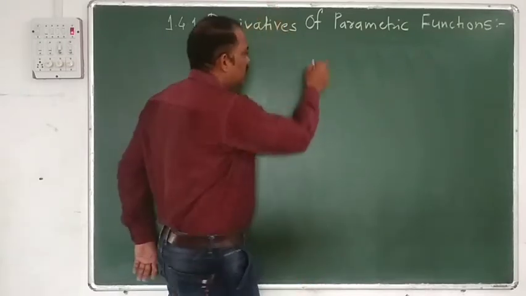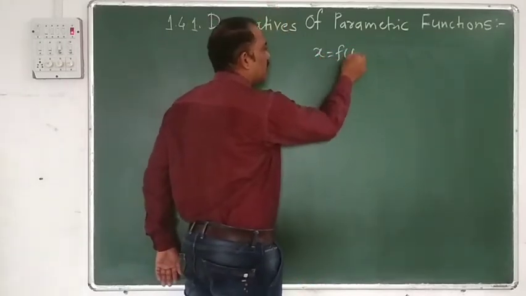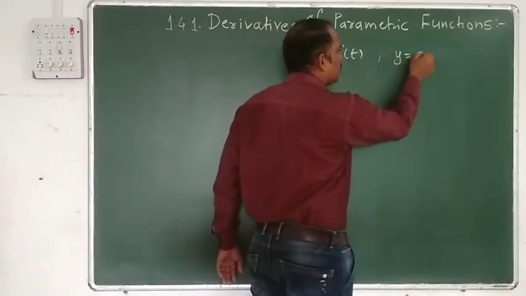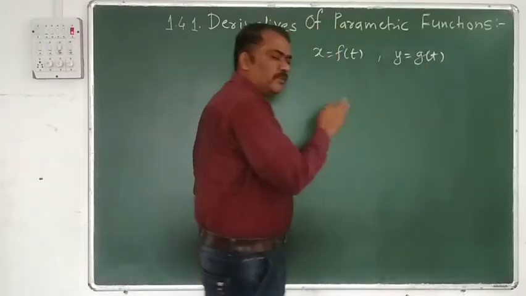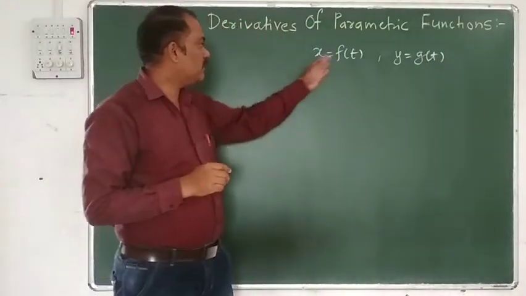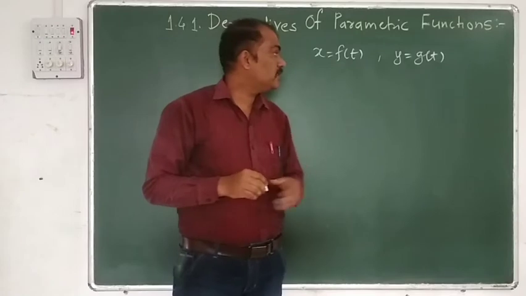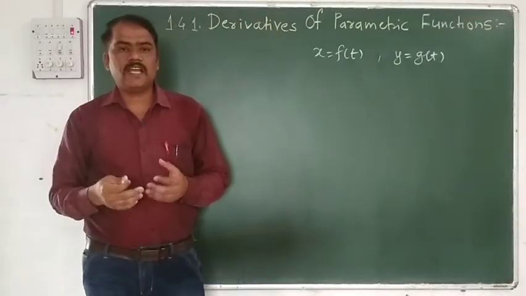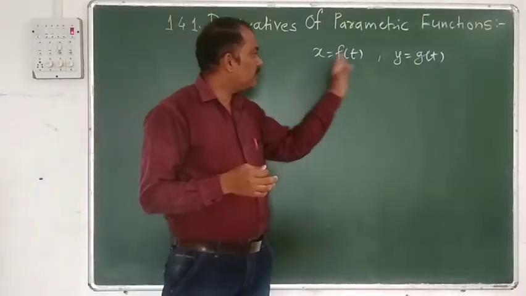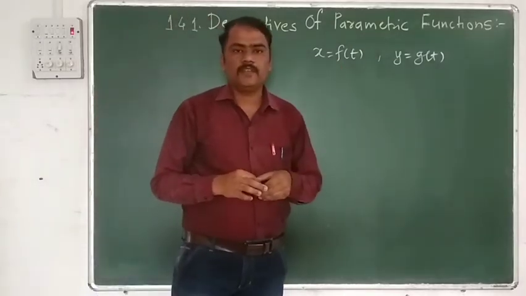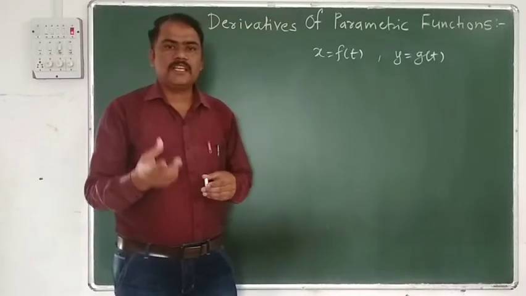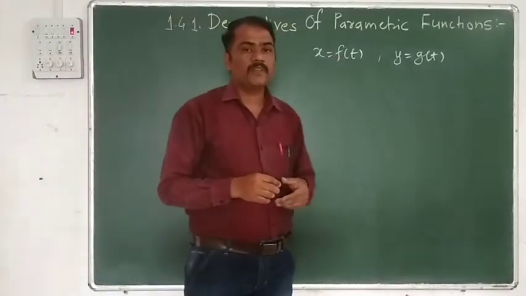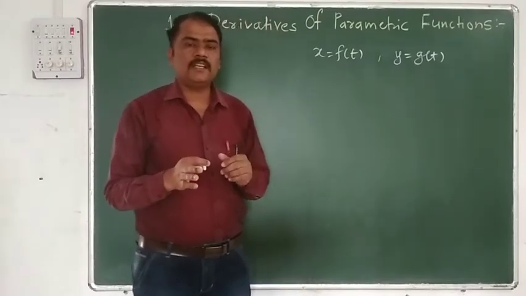Suppose that we have to consider x is equal to f of t. Variable x is a function of t. And suppose that we have to consider y is equal to g of t. Suppose that we have to consider these two equations. X is a function of t, y is equal to g of t. These equations are nothing but simply the relation between the two variables x and y, and that relation is maintained by the variable t.